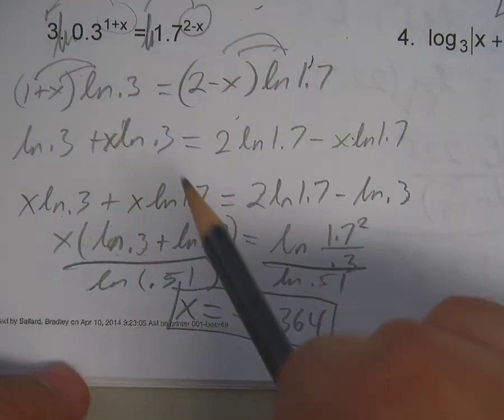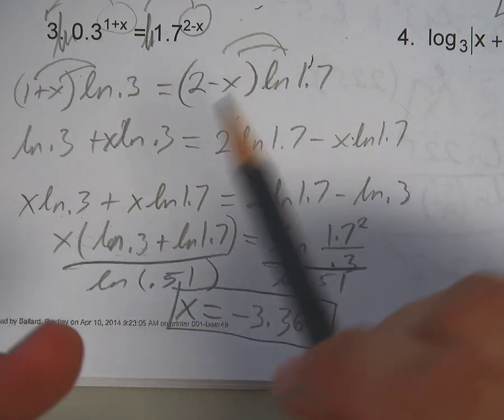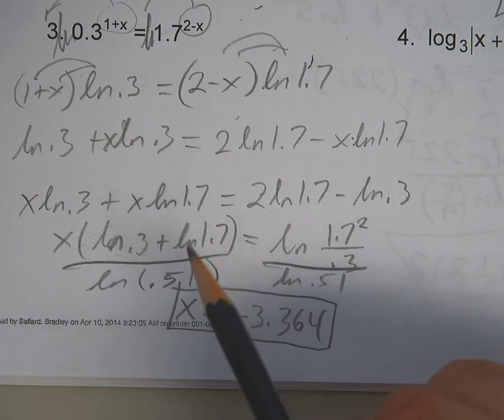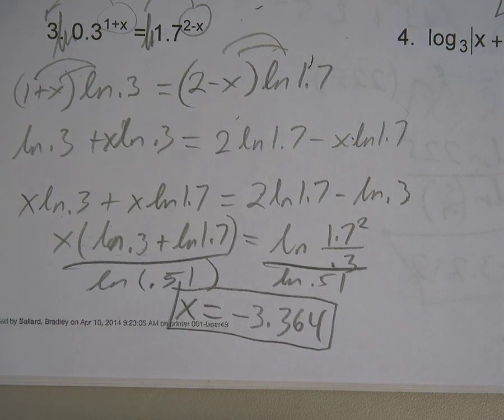All right, so again, I natural log both sides, dropped the exponents, distributed the natural logs here, got all my x's to one side, pulled out the x, solved for x.